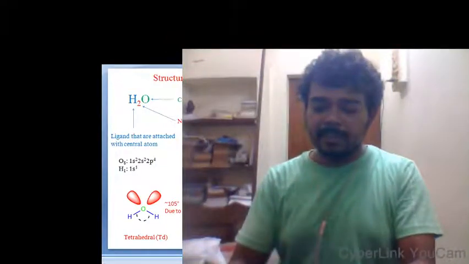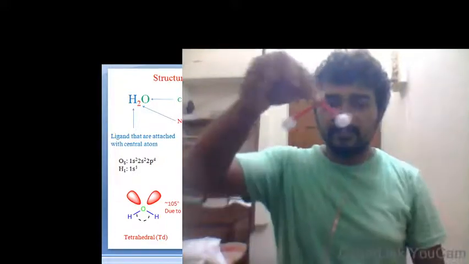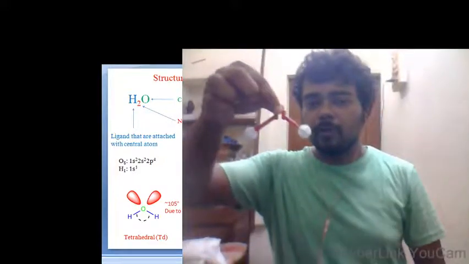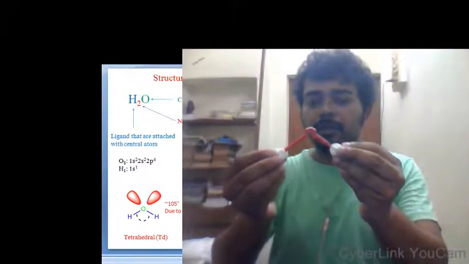Okay, we observe the molecule in the crystal structure. This is actually the crystal structure. When you observe the water molecule, the middle one is the oxygen and the other two are hydrogens. This is the water molecule.